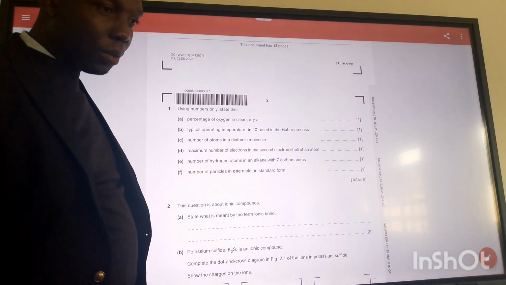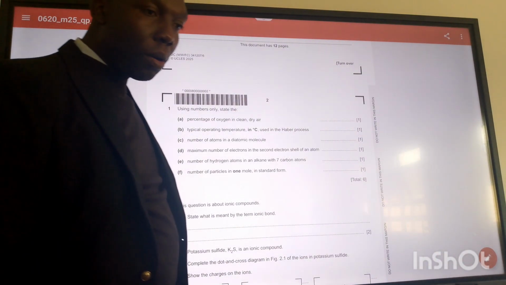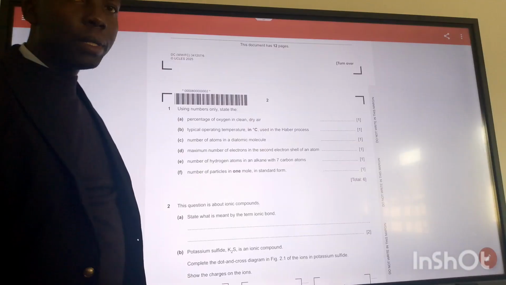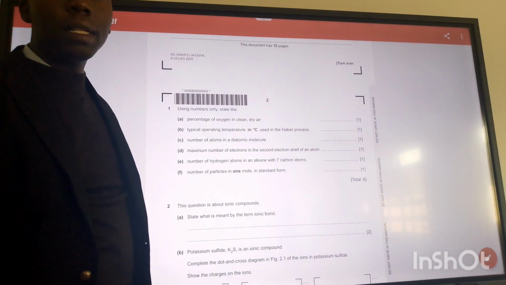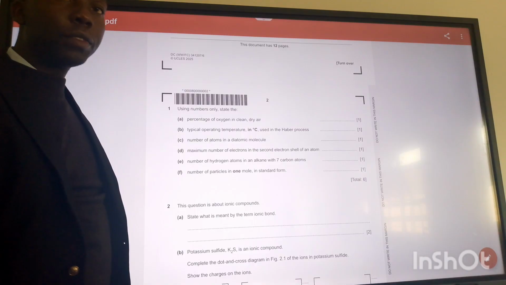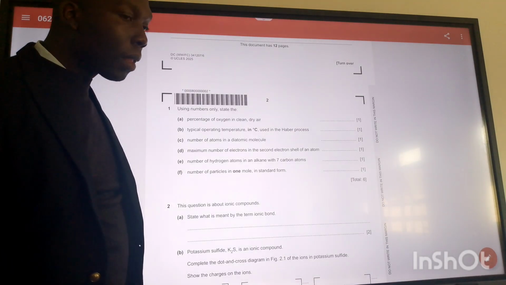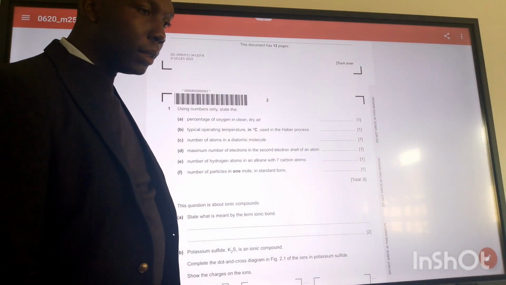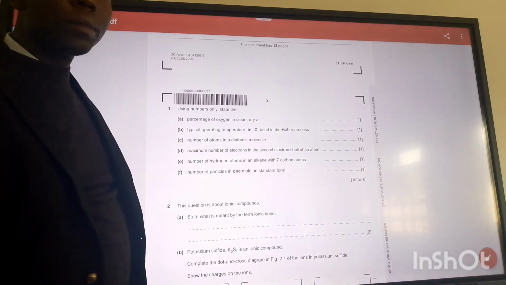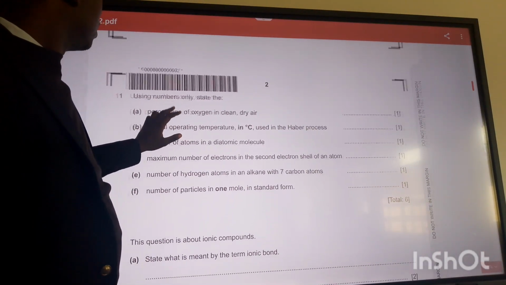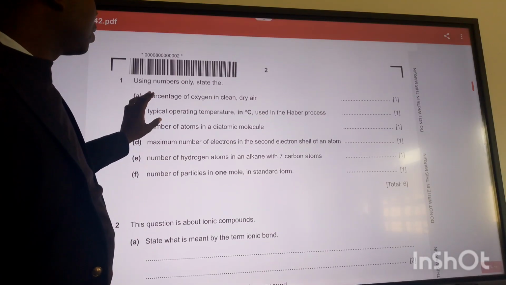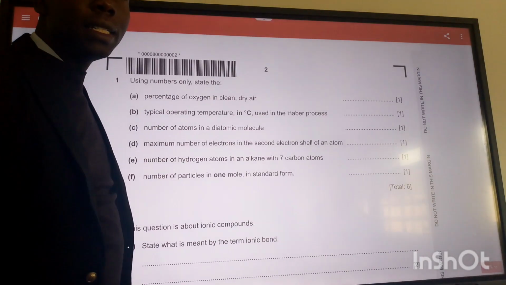Guys, today we are going to do question number 1 of the February-March 2025 paper 4, which is extended chemistry. So it's paper 4-2-0620. So we're doing question number 1. It reads, using numbers only, state the percentage of oxygen in clean dry air.